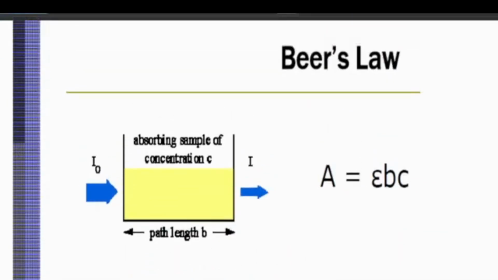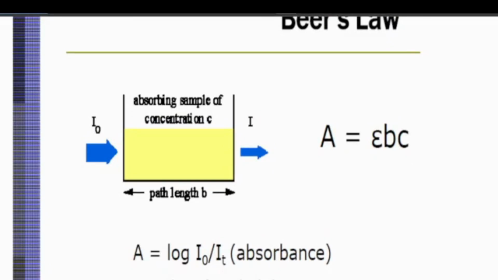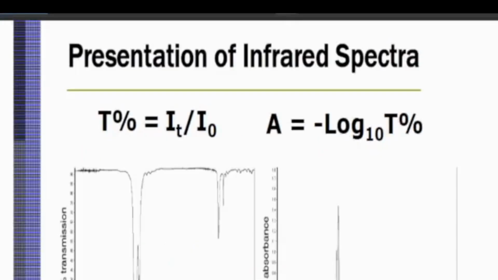So this is the kind of thing you can see. A is equal to log I naught upon I, and epsilon is the molar absorptivity constant that would be given.